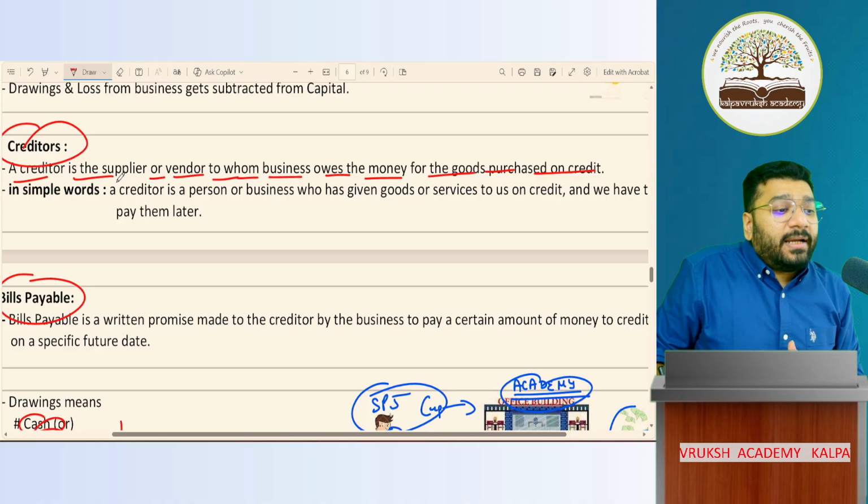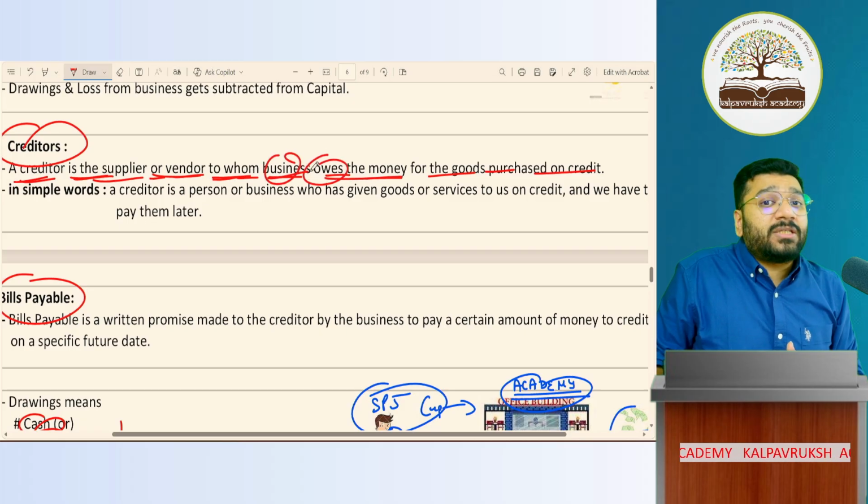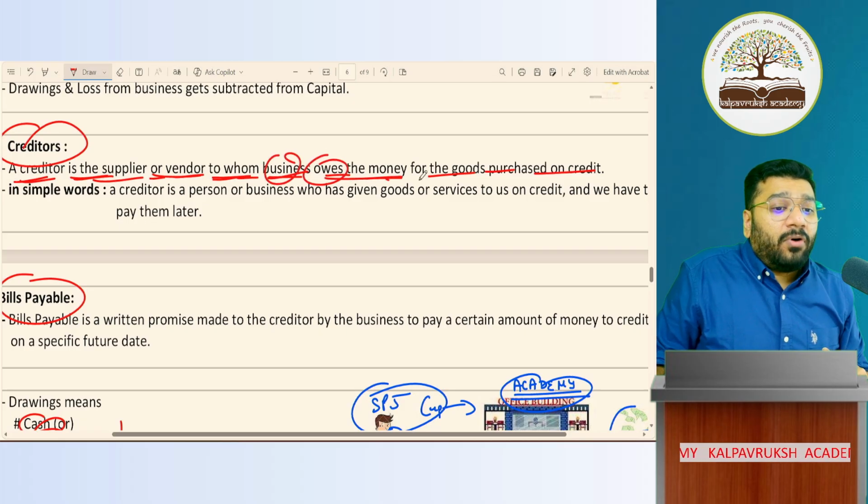So a creditor is a supplier or a vendor to whom the business owes the money. Business owes means the business has to pay money for goods purchased on credit.